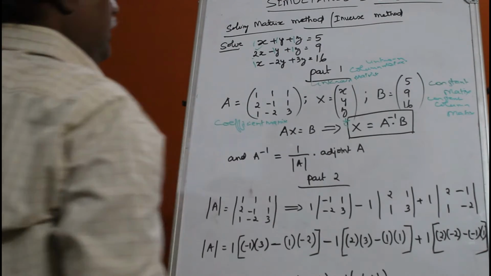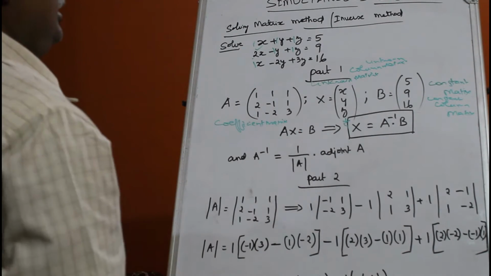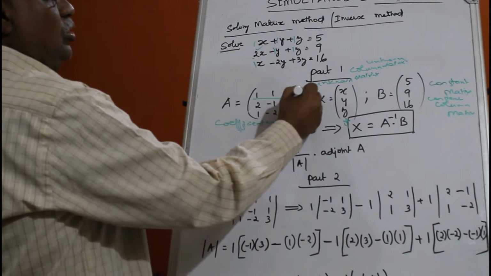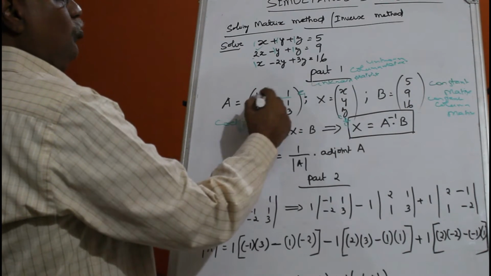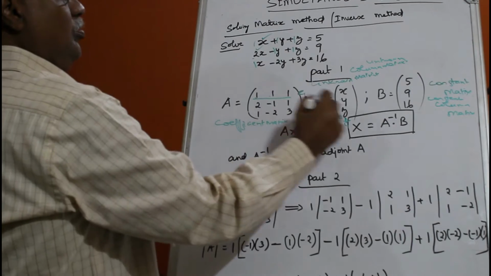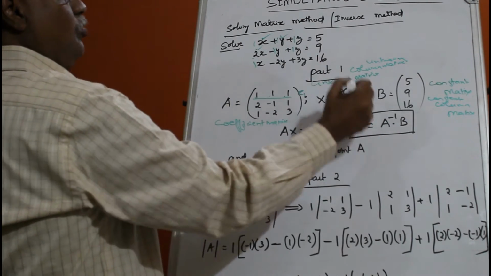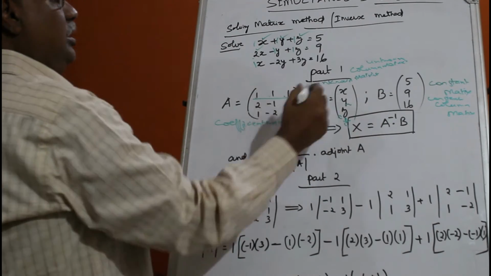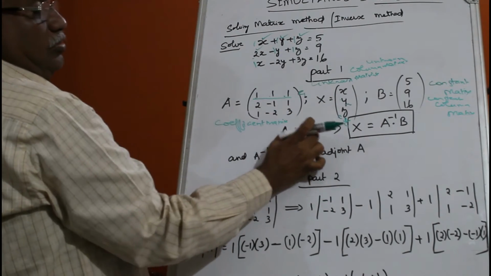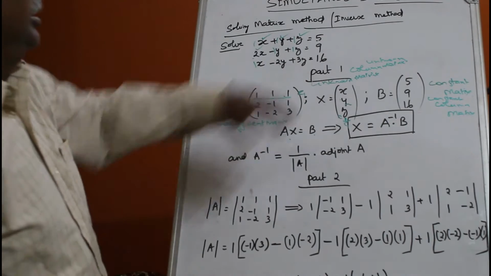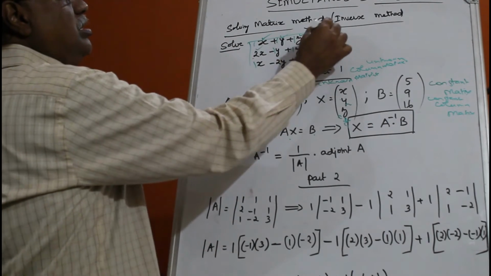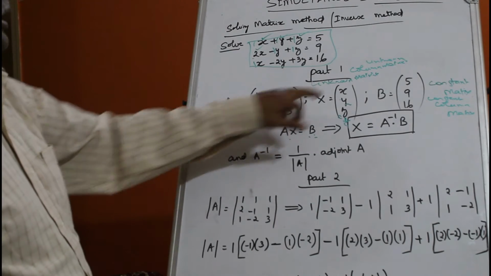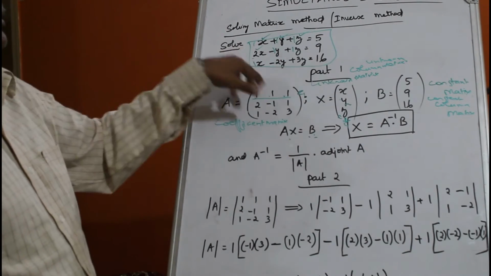You write like this, and then you must write Ax equal to B. Ax equal to B means if you multiply A and x, row 1 and column 1, you get 1 into x is 1x, plus 1 into y is 1y, plus 1 into z is 1z, equal to 5. The three equations you can write like this, Ax equal to B. The given whole thing can be written as Ax equal to B. If you put the A and the x and multiply, you get these three equations.